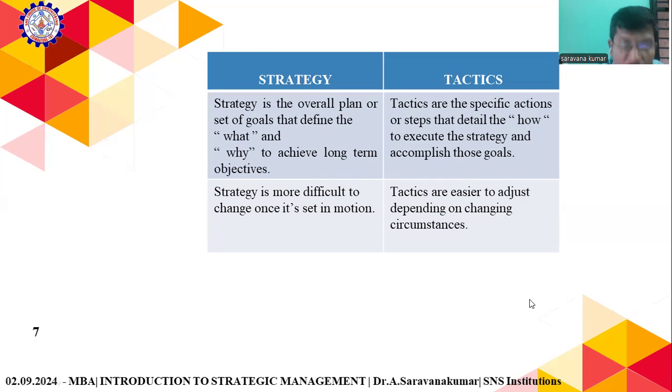Strategy is more difficult to change once it is set in motion. Tactics are easier to adjust depending on changing circumstances. Depending upon the situation, you can use tactics to sell the product to the customer, but strategy you can't change immediately. You have to frame it for the long-term purpose, which is what we discussed in vision and mission. So only for the long-term purpose are you going to frame the strategy. That is the answer you get for what and why to achieve the long-term objectives. Strategy is more difficult to change once it is set in motion, so while moving, it cannot be changed. Tactics are the specific actions or steps that detail how to execute the strategy.